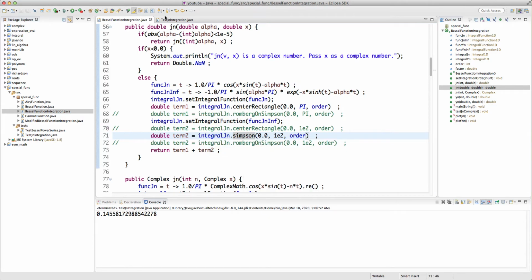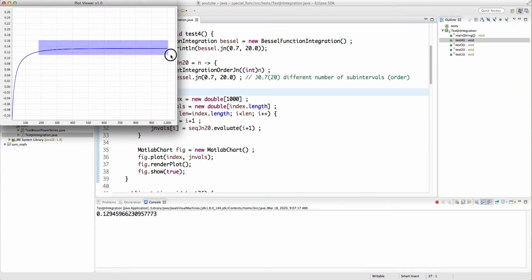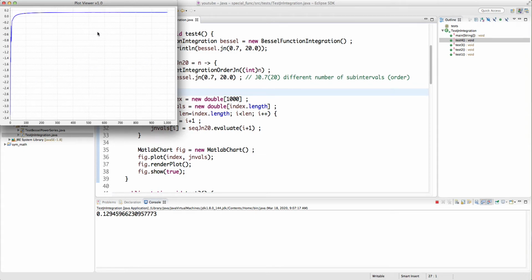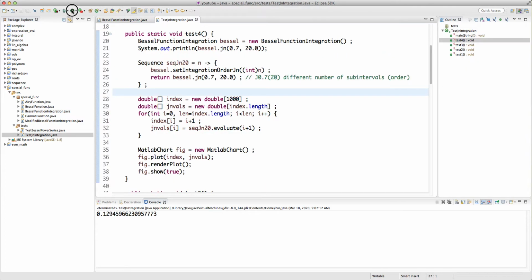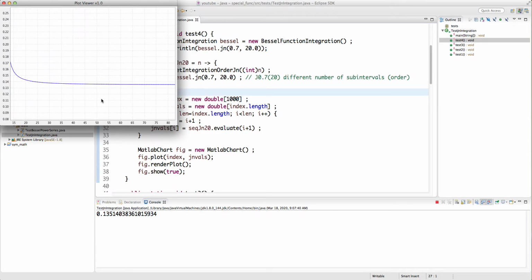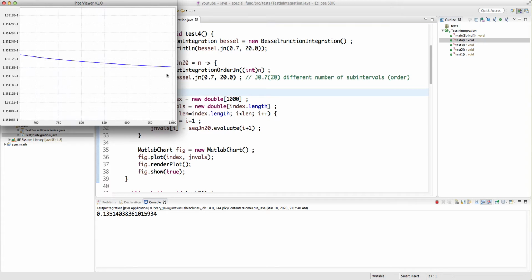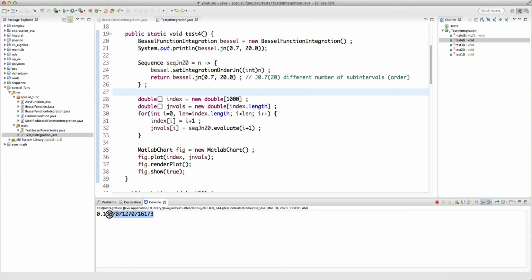Simpson. We're getting 0.1294, so here. So we pretty much need a much better accuracy for the order of integration. So let's do this. Let's go back to center rectangle. Here we put 1000. All right, now we're getting pretty close. 0.1355, 0.1351, and yeah, as you can see, with 1000 we're getting close. And let's make this 2000. We're getting 0.1337.